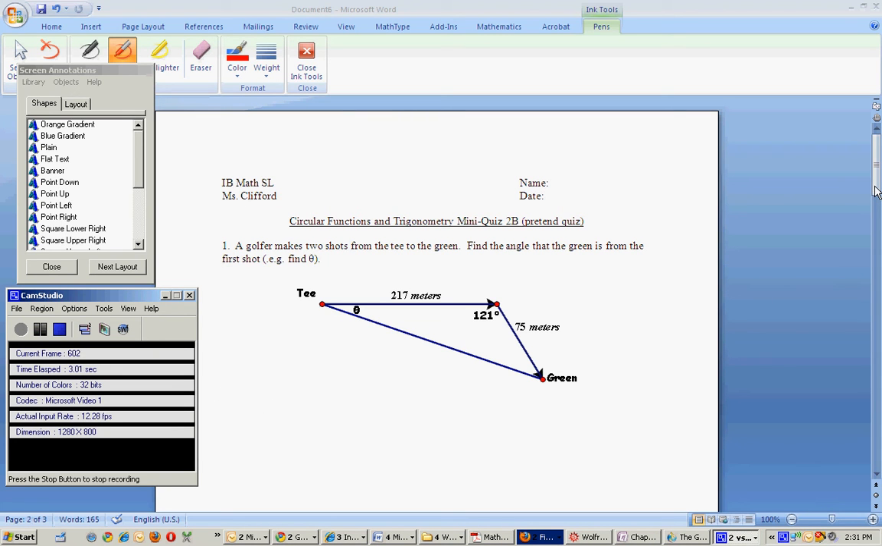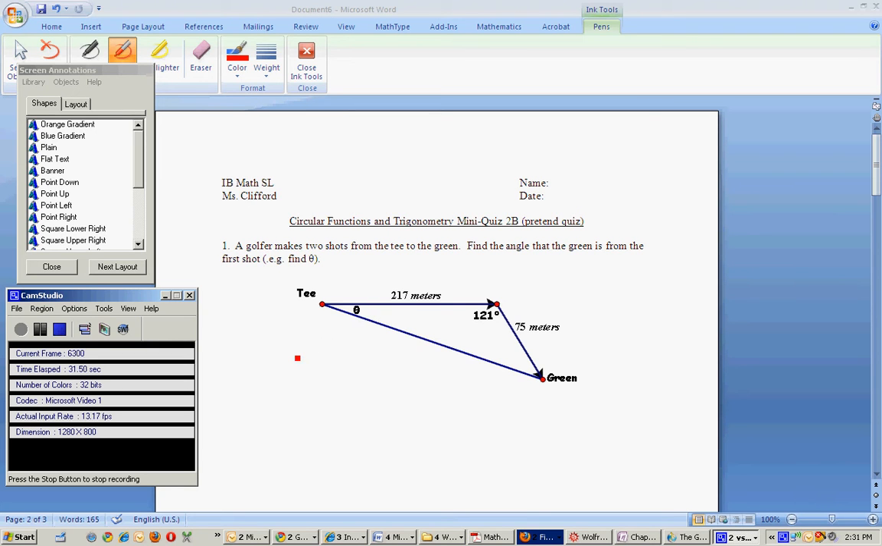Okay, let's take a look at this practice quiz. It is very similar to the quiz that you're going to have in the following class. I know you're not here to have this quiz gone over, so let's go over it together on screen. The first question says that you have a golfer who makes 2 shots from the tee to the green. So here's shot number 1 and here's shot number 2. And you need to find the angle that the green is from the first shot. In other words, find theta.